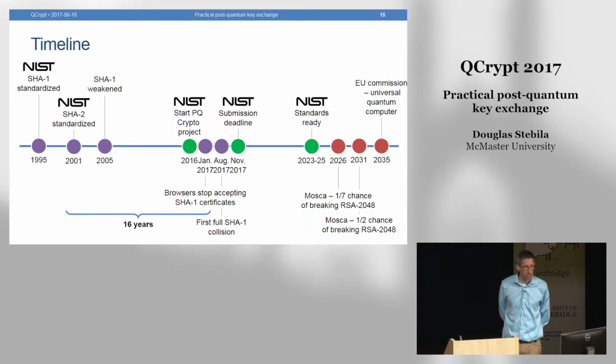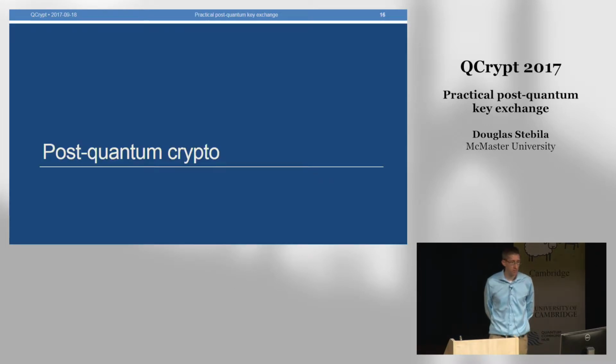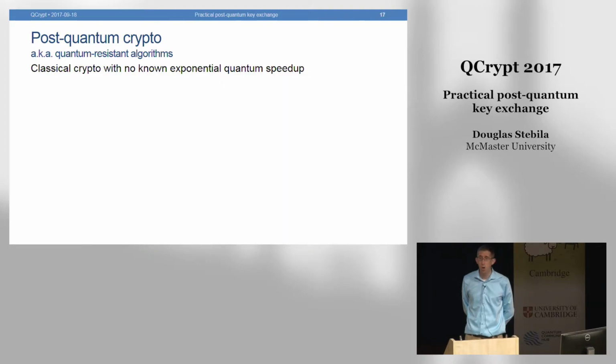computers. Anyway, so that's kind of the big exciting thing happening in post-quantum crypto, and through much of crypto these days, the NIST post-quantum crypto standardization process. So in the rest of the talk, I'm going to tell you a bit about post-quantum crypto. Okay. So what I mean by post-quantum crypto, or what some people call quantum-resistant algorithms, is classical cryptography where there's no known exponential speedup for solving the crypto system.